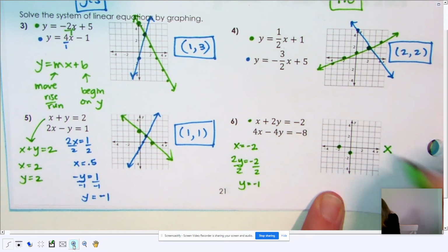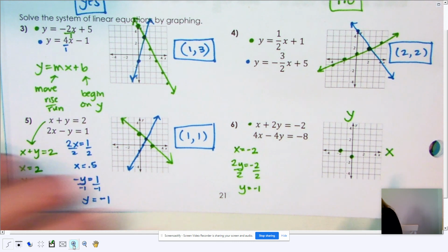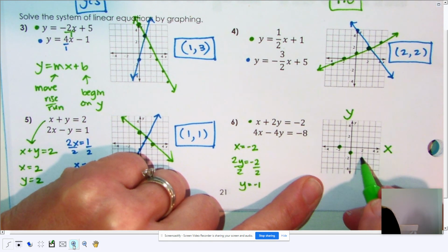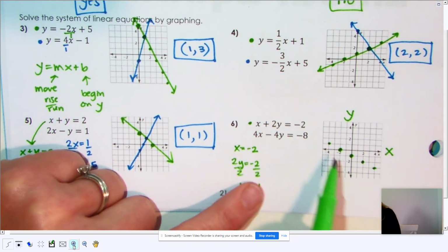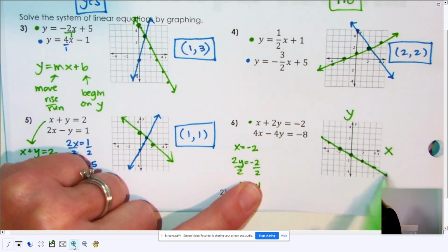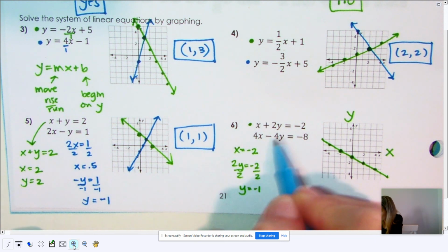Remember that x goes side to side. The y goes up and down. So I'm going to plot those points. And we're going to just kind of extend that same pattern, a few more dots. And I'm going to try to go through the dots. Sometimes my lines don't look very straight on here. Okay, and then we're going to do the same thing for the x and the y on this other one.